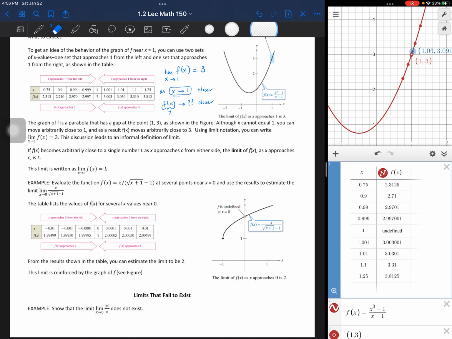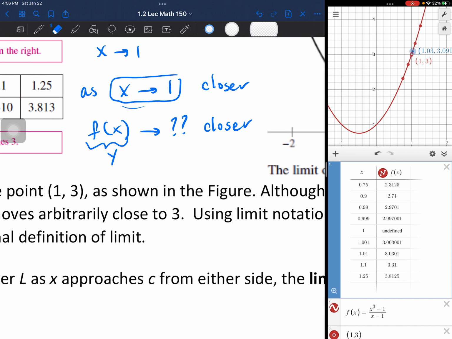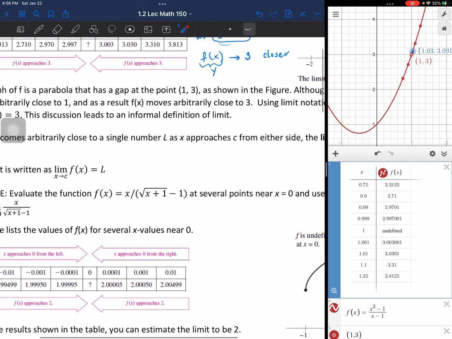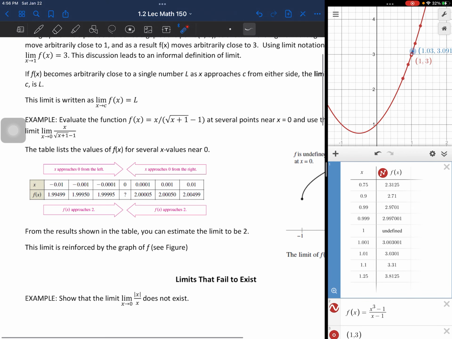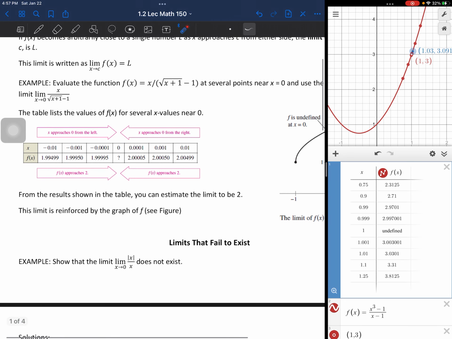So in other words, this is how we want to think about it. As x gets close to 1, the y value gets close to 3. Right? As x gets close to 1, the y value gets close to 3. That's all we're looking for. And again, I want to emphasize that the value of the function at x equals 1 does not exist, as we see that little hole there. All right, so let's move on to another example.